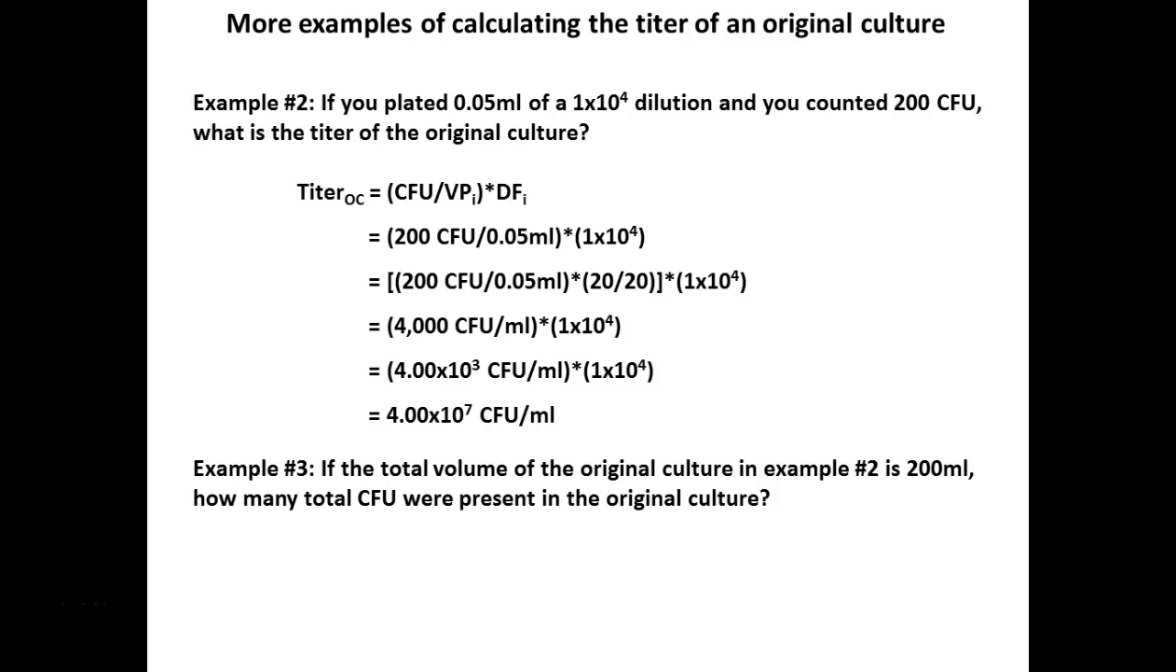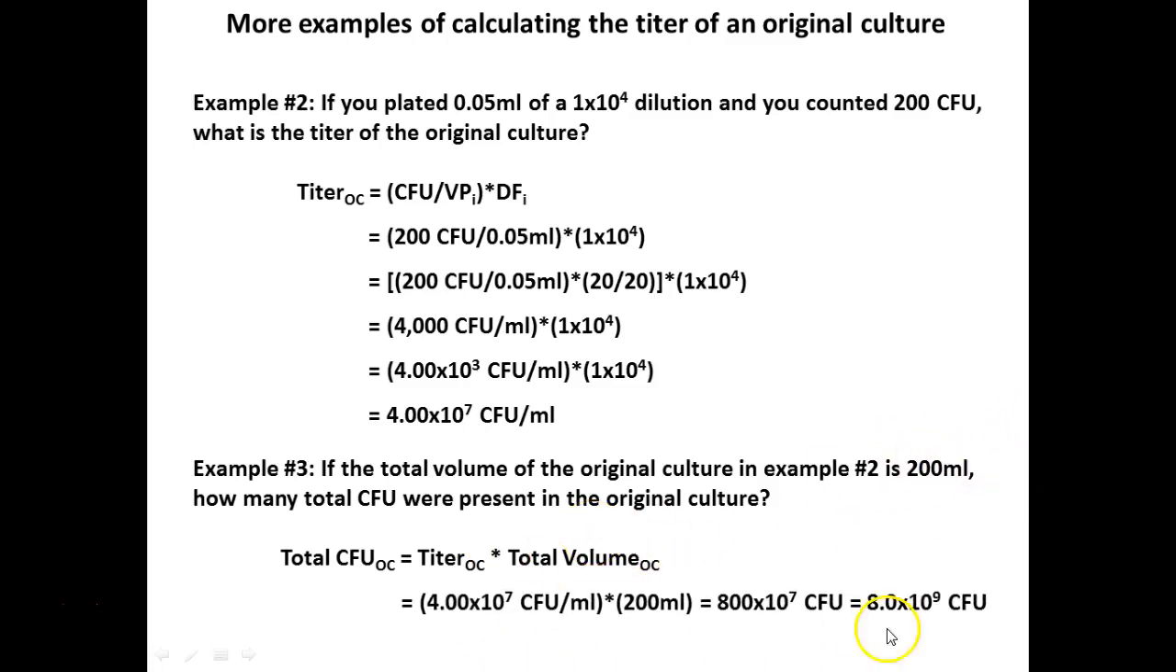But say we started with a 200 milliliter flask, right? And we got this concentration. All we do is multiply the milliliters by the concentration, and the milliliters are going to cancel out. And it'll give us around the number of cells, or CFUs, that were in that original culture. So, right, our titer, this concentration, times the volume of our original culture is going to give us a number of CFUs. So in this case, 8 billion cells were in that original 200 milliliter flask. About.